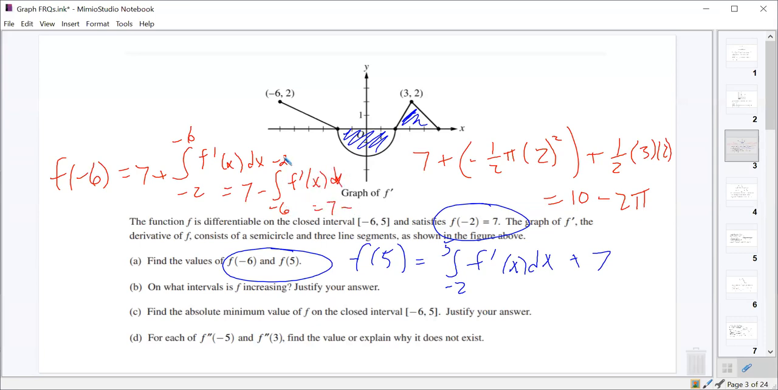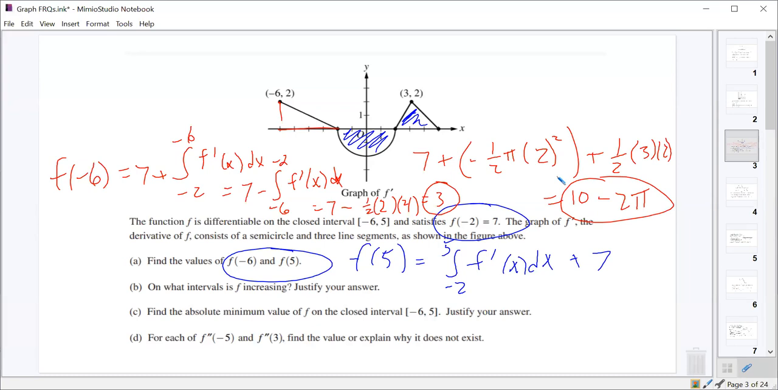And what is the integral from -6 to -2? Well, that's just a triangle with a height of 2 and a base of 4. So 7 minus 4, which is 3. So f of -6 is 3, and f of 5 is 10 minus 2 pi. Everybody good with part A there? All right, part B.